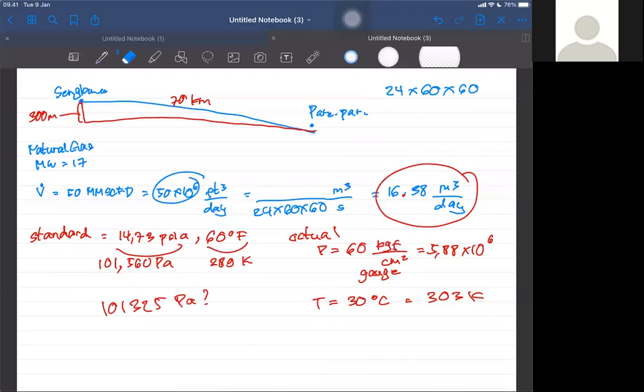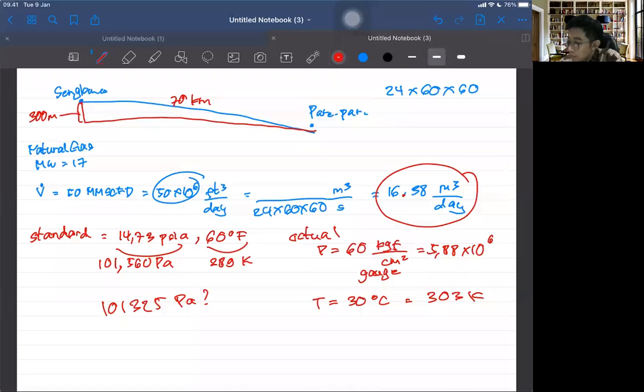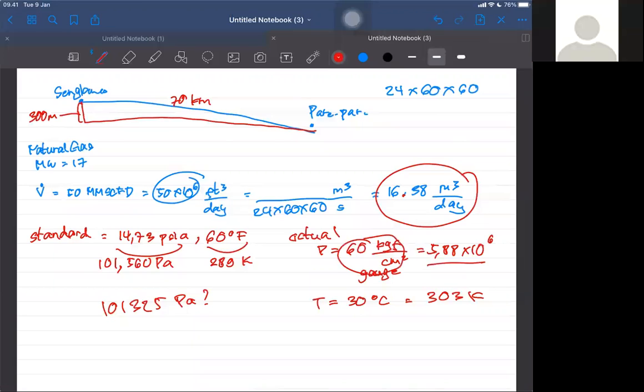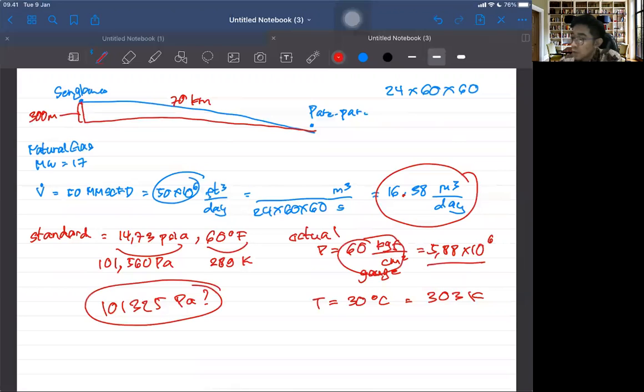Sorry, sir. I'm confused, sir. This one, you got from this one, right? Yes. It's still in the gauge pressure. Remember, if it's gauge pressure, you need to add the atmospheric pressure. 180 m is around this one, right? So if you convert the actual pressure into absolute pressure with the unit of Pascal, what is the value?